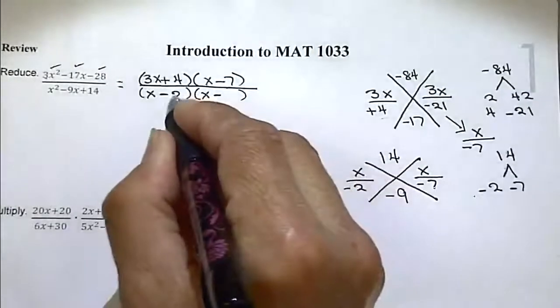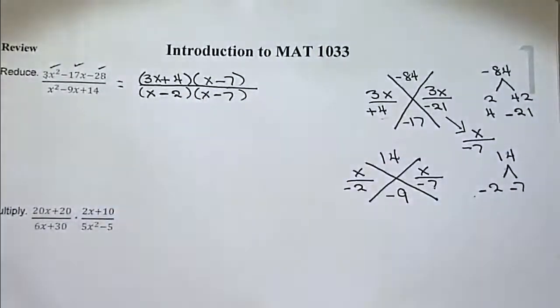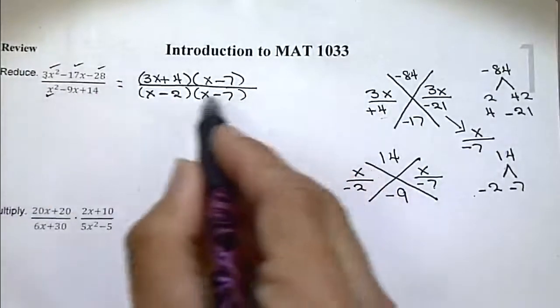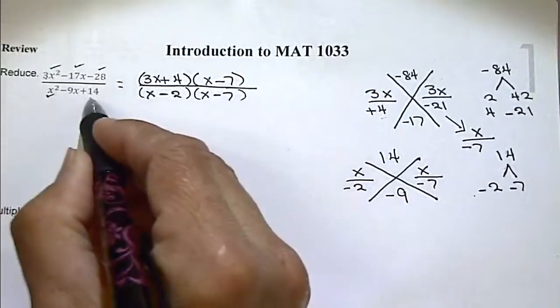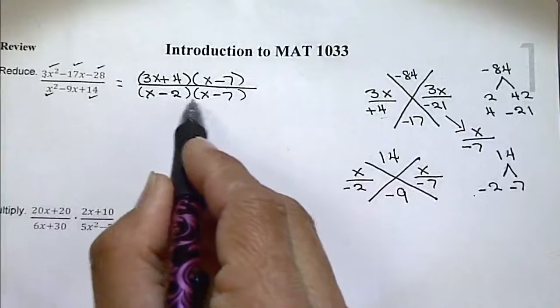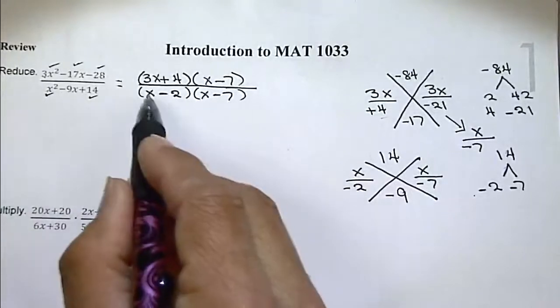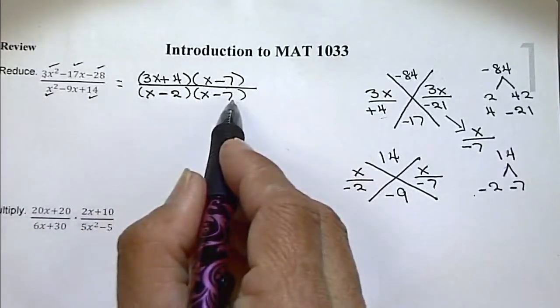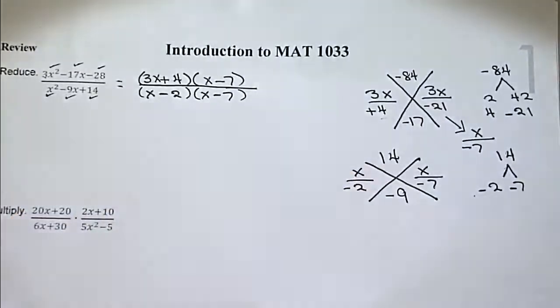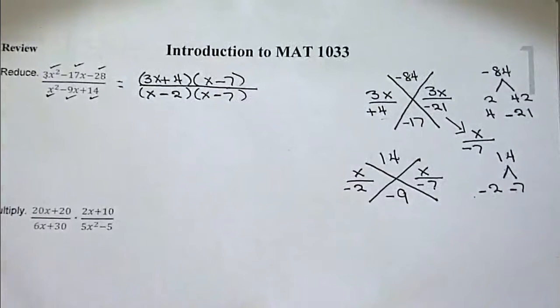And those are my factors. So I check it. X times X is X squared. Negative 2 times negative 7, positive 14. And I do inside. This is negative 2X. This is negative 7X. I can sort of do these in my head now. Negative 2 plus negative 7 gives me that negative 9. Okay? I'm sorry? It should be down there.